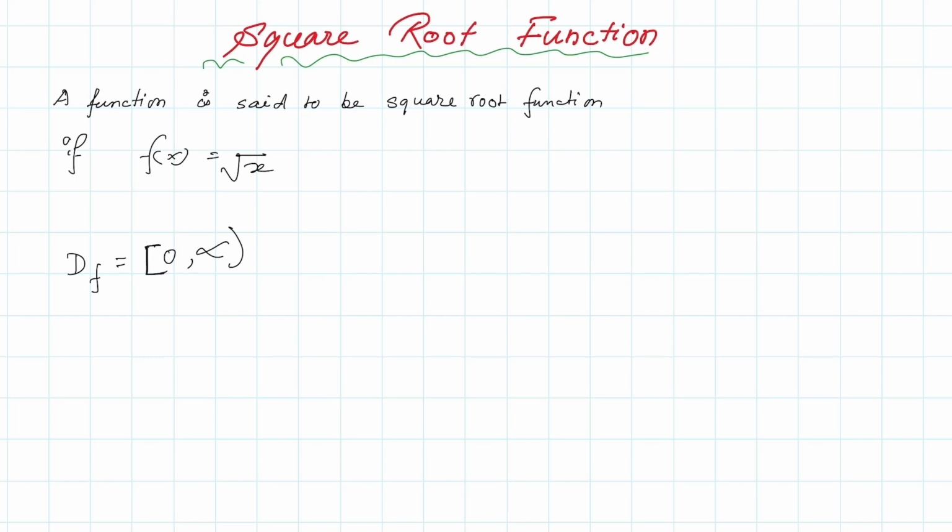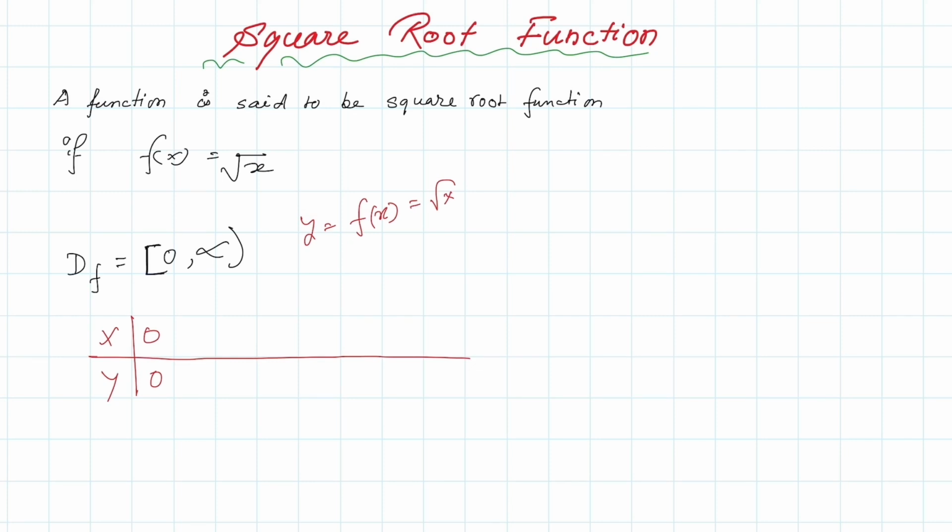In order to draw its graph, let me make a table here containing values of x and y. Okay, so this is x, y. If you put x is equal to 0, then you will get y is equal to 0 here. So if you consider y is equal to f of x, which is equal to square root of x.